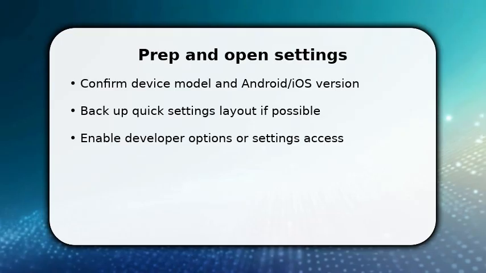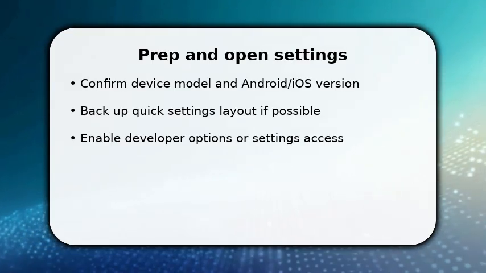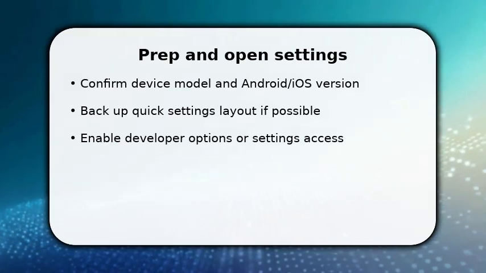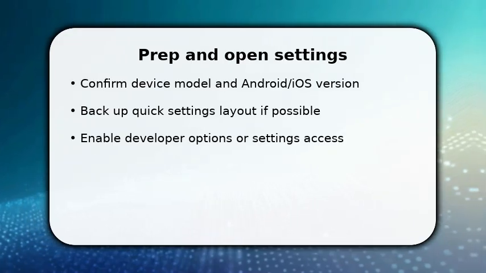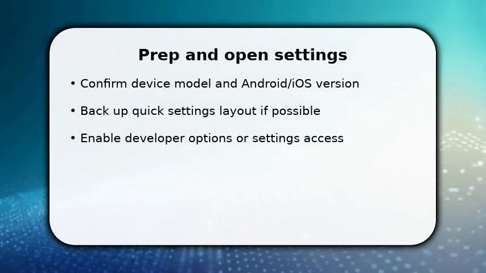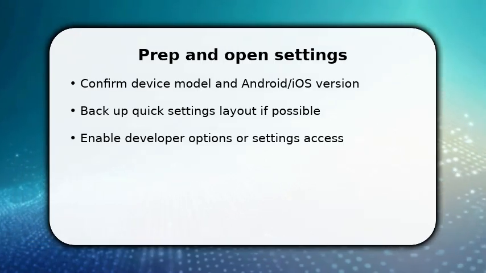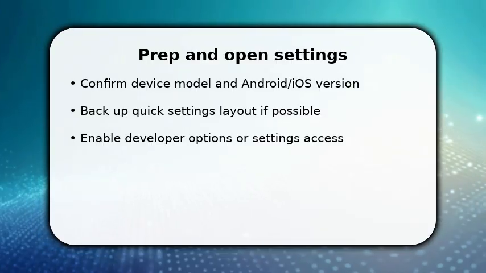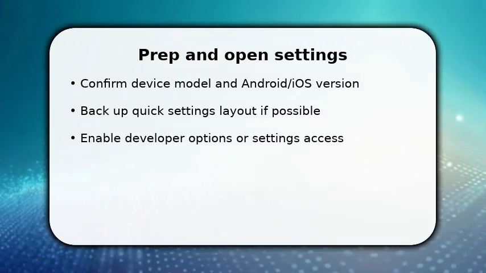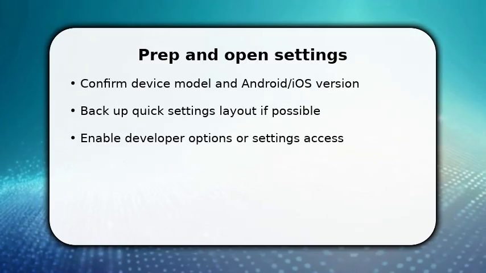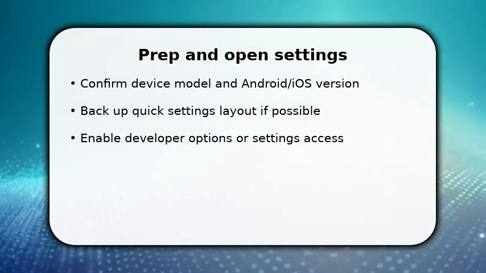You start by confirming your device model and OS version so you use the correct method. Once done, make sure to back up any existing quick settings or home configuration to restore later. Next, enable developer options or the required permissions that let you modify system UI tiles. This unlocks the only way to alter the notification panel structure.